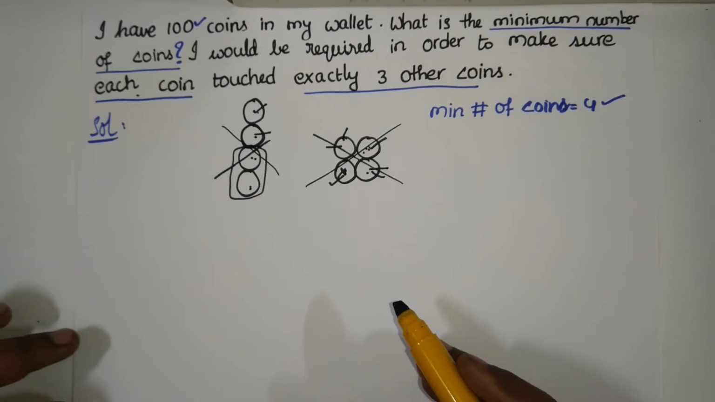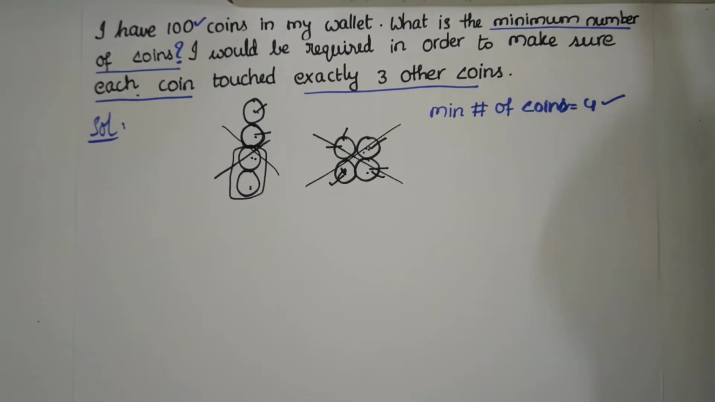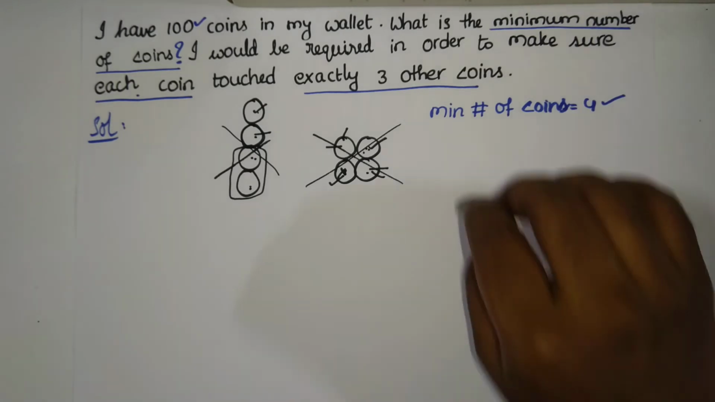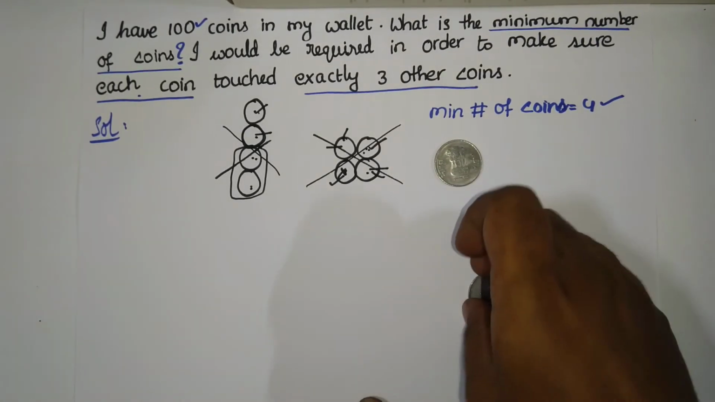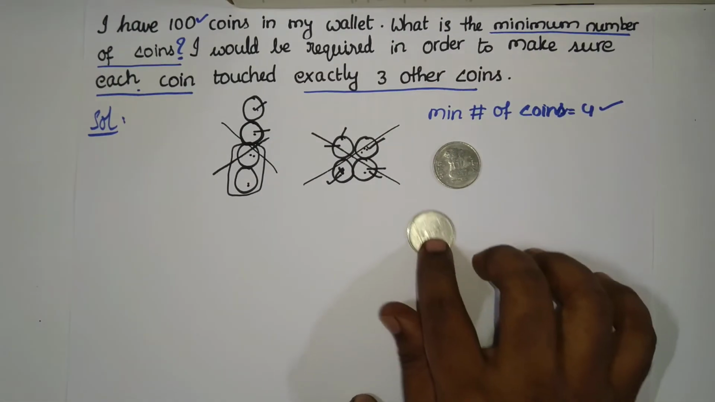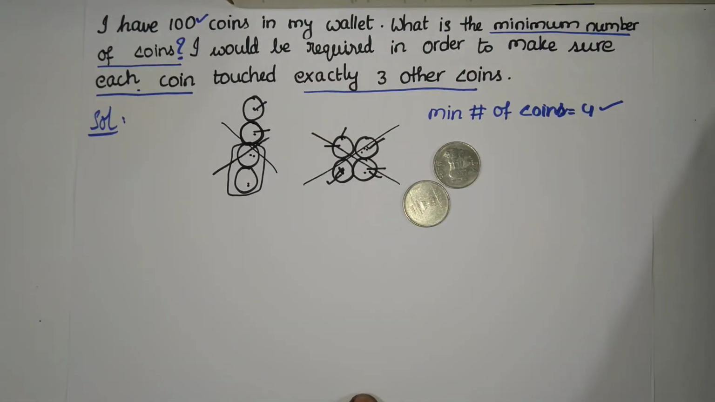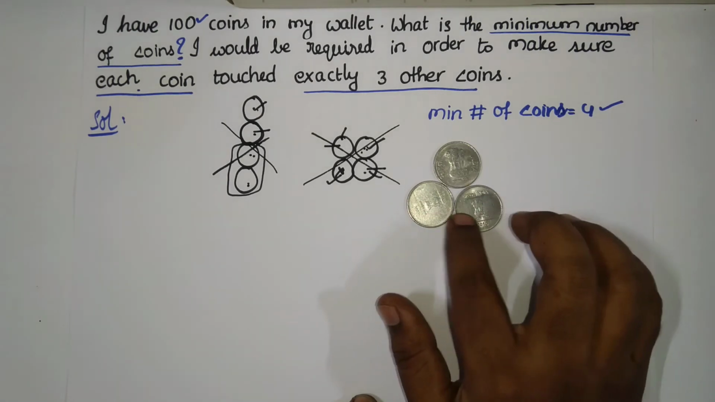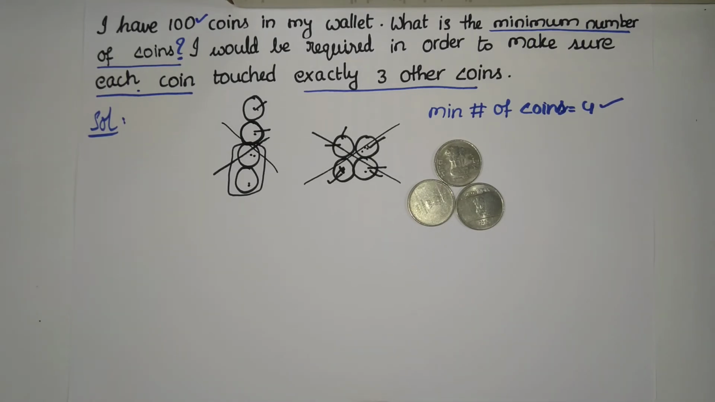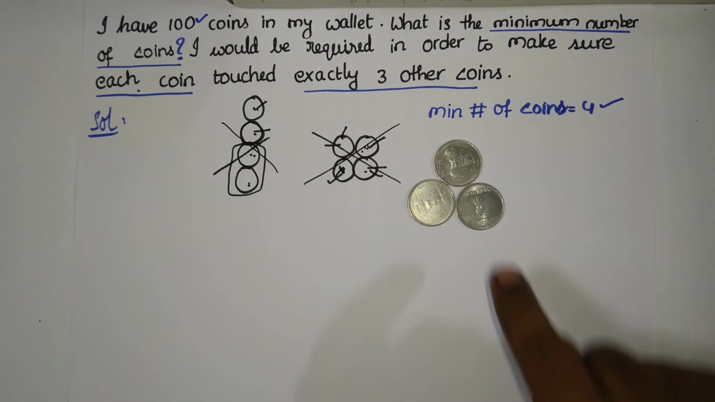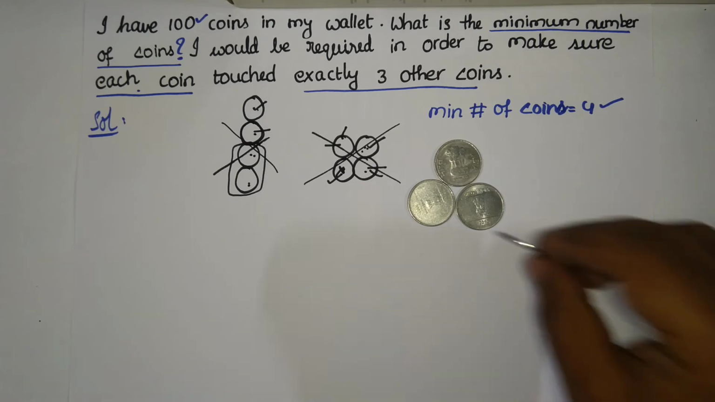Now what is the other arrangement? Let me take some physical coins: coin 1, coin 2, and coin 3. Now we arrange these 3 coins on this sheet in a triangular fashion. If you observe carefully, each coin is in contact with the other two, so it satisfies the same everywhere.